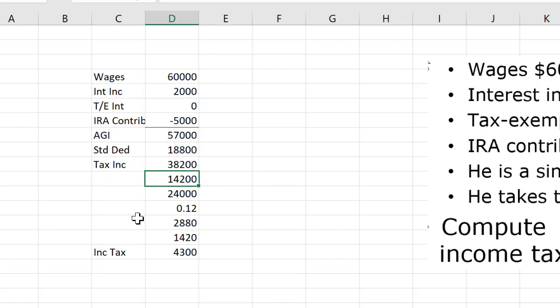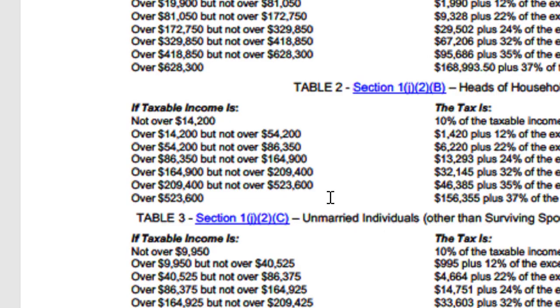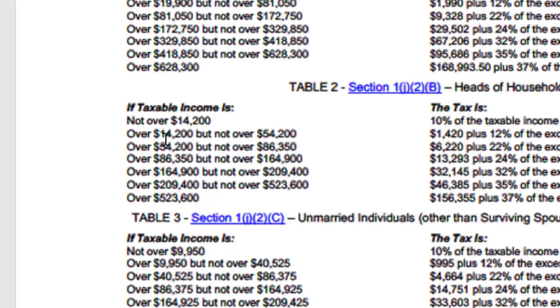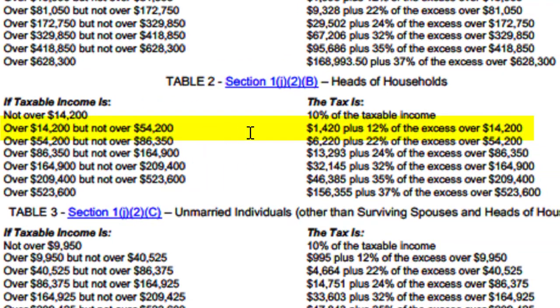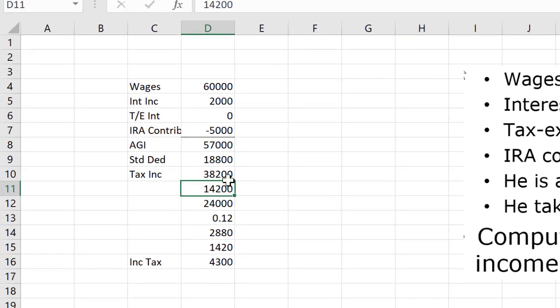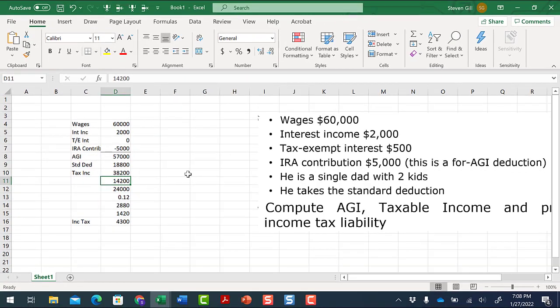Okay. So let's walk through that calculation because I did it so fast, just to make sure it's clear, right? Let's just quickly trip back over here. So we're in the head of household table. We're looking at about 30,000 of income. So we're in this bracket, 14.2 to not over 54.2. 1,420 plus 12% of the excess over 14.2. That is precisely what we calculated here. Okay, let's hop back over to our slides.